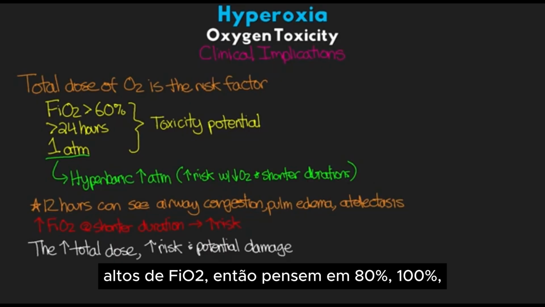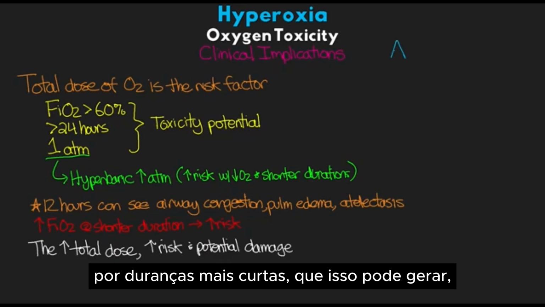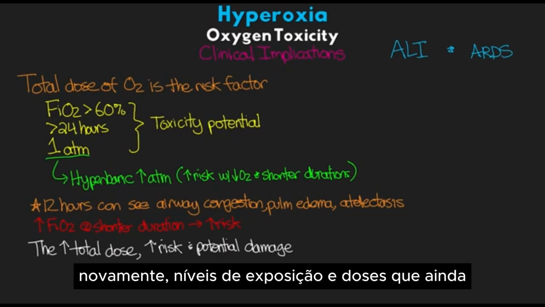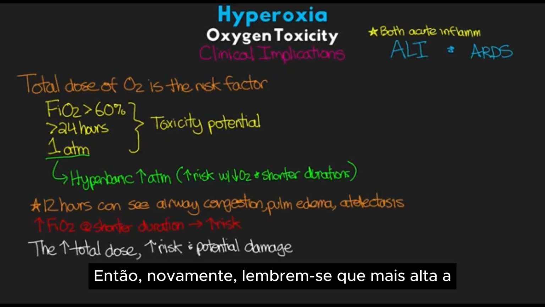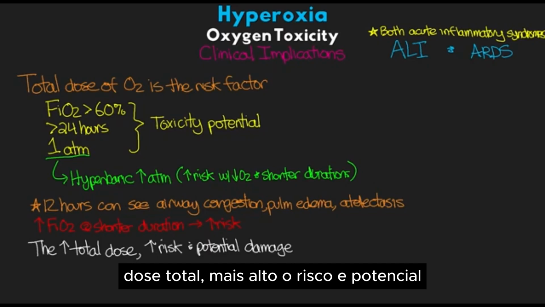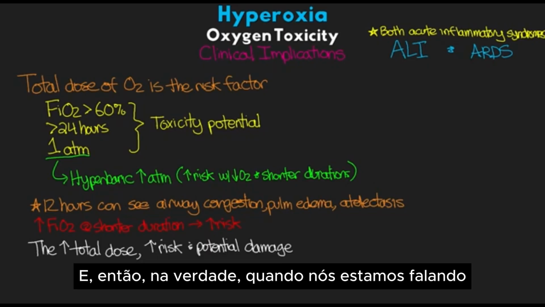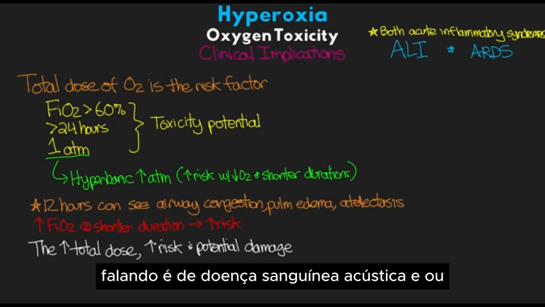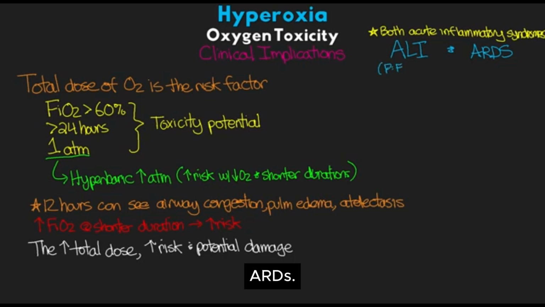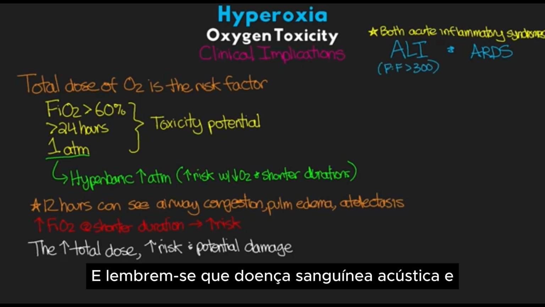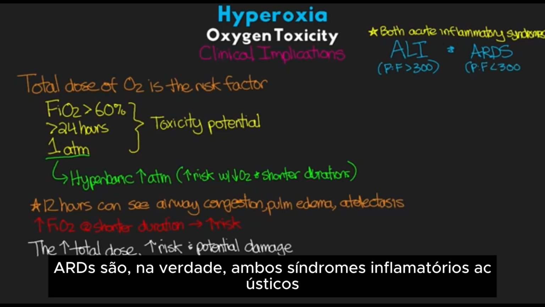And so really when we're talking about this lung damage, what we're talking about is acute lung injury and/or ARDS. And remember that acute lung injury and ARDS are really both acute inflammatory syndromes that are triggered by either a direct or indirect cause. The only real difference between these two is the level of severity. So with acute lung injury, this is where our PF ratio is greater than 300, whereas ARDS are going to be those cases where we're under 300.